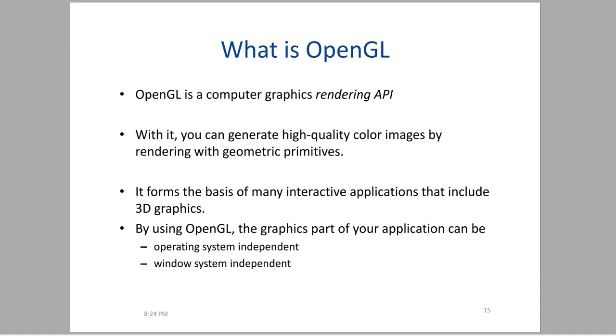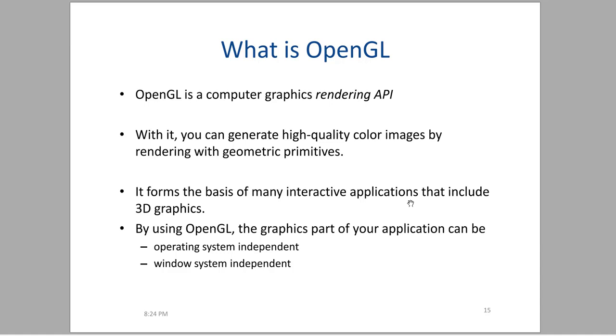OpenGL forms the basis of many interactive applications that include 3D graphics. So OpenGL can be used for drawing 2D color images, or 3D graphics, as well as interactive applications. What are interactive applications? Games, even movies you can make with OpenGL. By using OpenGL, the graphics part of your application can be operating system independent, windowing system independent. It means we can use OpenGL in Windows, in Linux, in Mac.